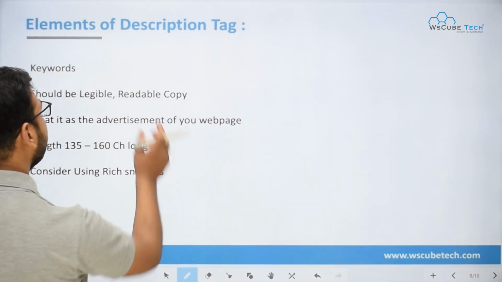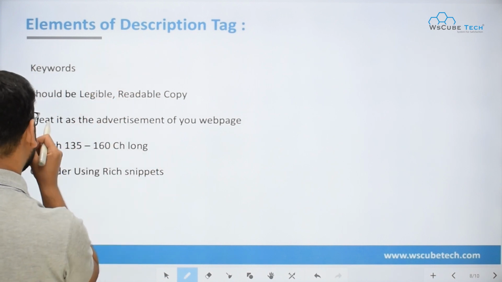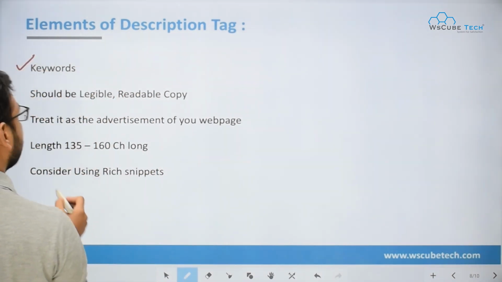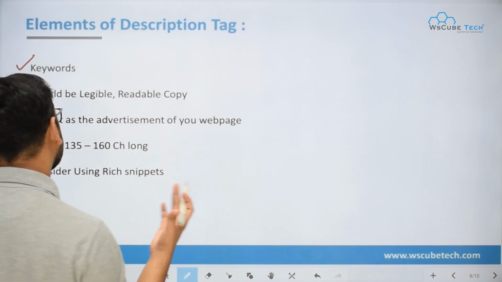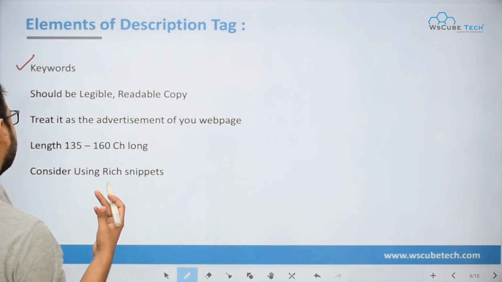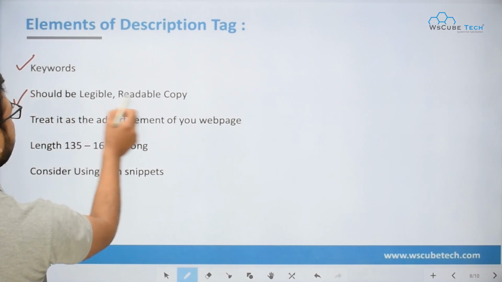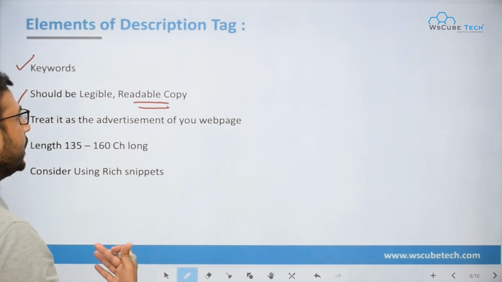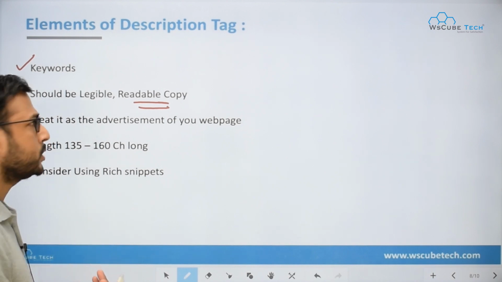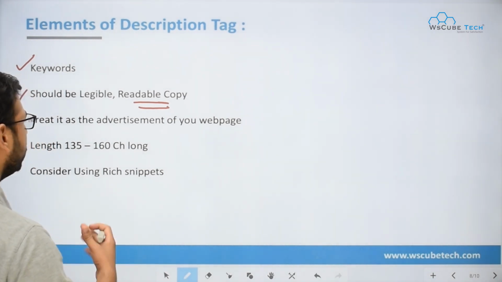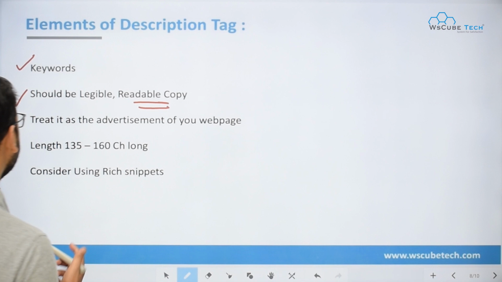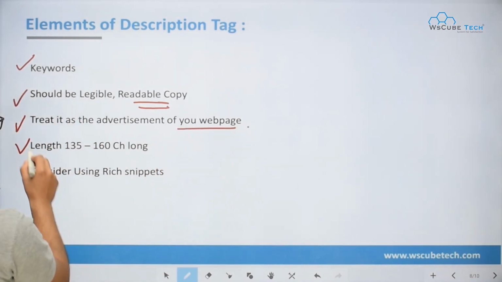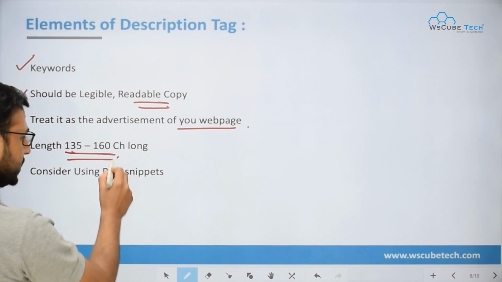Then what should we use in our description, what kind of elements should be present in the description? We can use keywords, right? The keywords that we have shortlisted before, or the keywords on which we are looking to rank our web page. There should be legible, readable copy, right? It should be readable and user friendly. You should not use many complex words, or this should not contain any complexity. User friendly, basically. Treat it as the advertisement of your web page. It is a very important thing. The length should be somewhere around 135 to 160 characters.